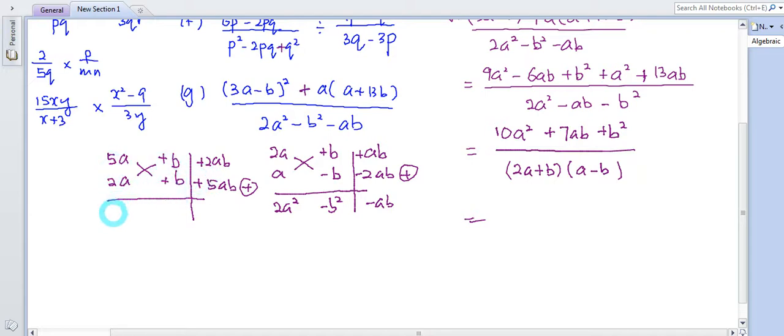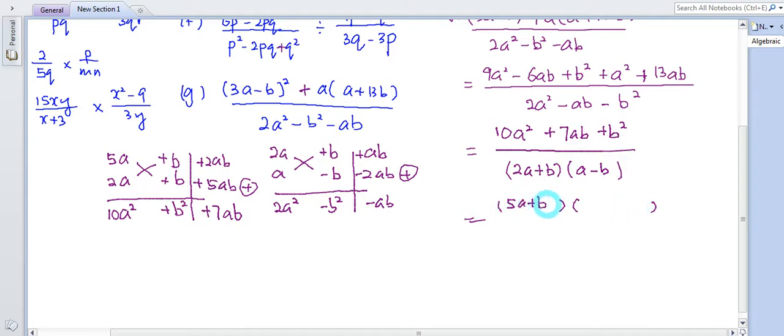So 5a times 2a, you get 10a squared. Okay, correct for this part. Positive b times positive b, you get positive b squared. Okay, correct for this part. So how about this one? You add up together, you get positive 7ab. Okay, also correct. So means that this expression, I can factorize this using this way.